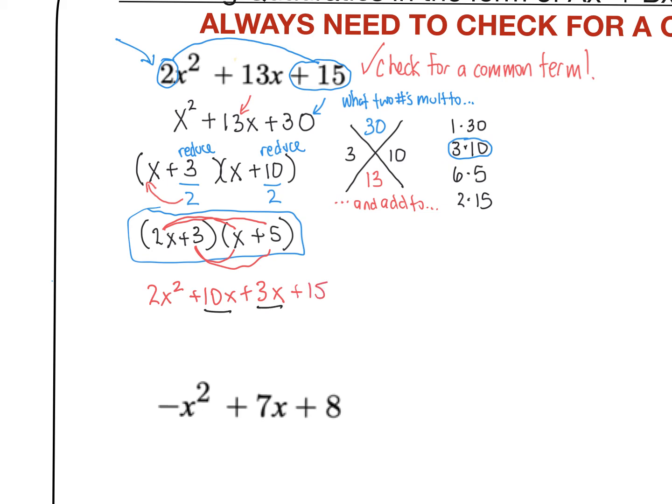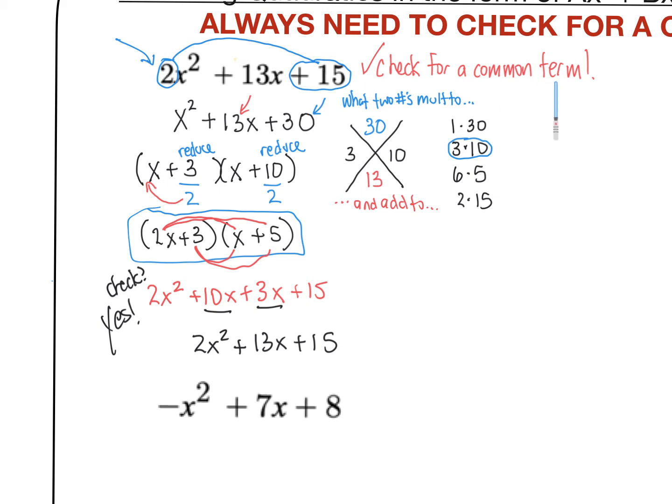Collect like terms, and I get 2x squared plus 13x plus 15, which is what we started off with up here. So everything that I did when I was checking this, does it check? And the answer is yes, it does. Okay. So that's the steps.